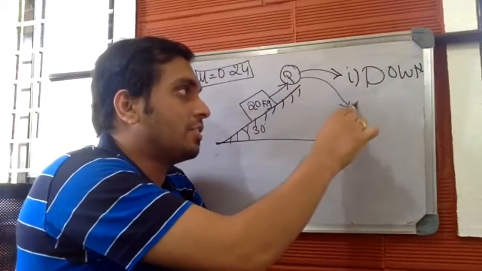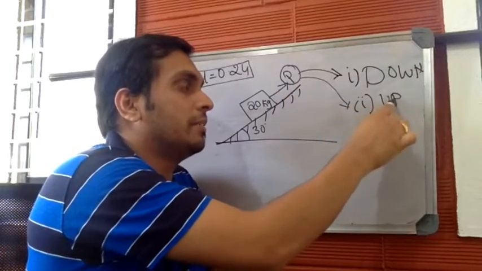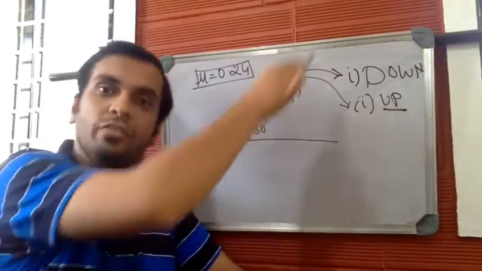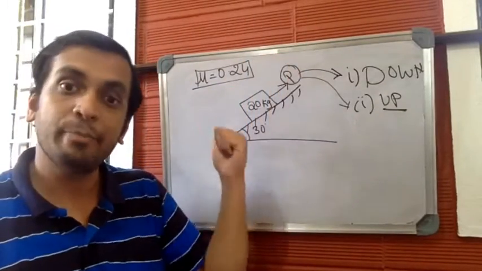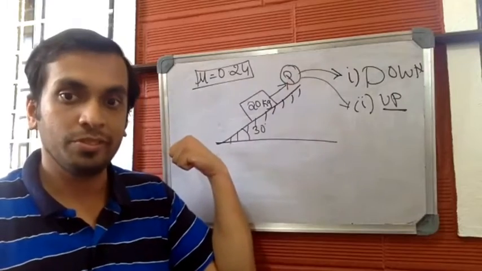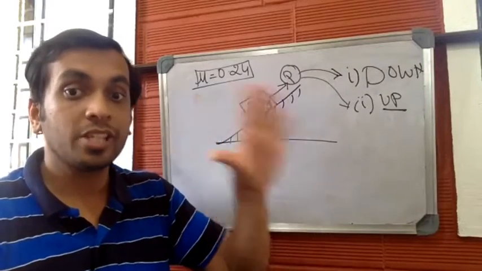And the second condition is when the body impends up the plane, in the direction of external force itself. Body can either go up or down. It can impend either upwards or downwards. It will not depend on the direction of external force.